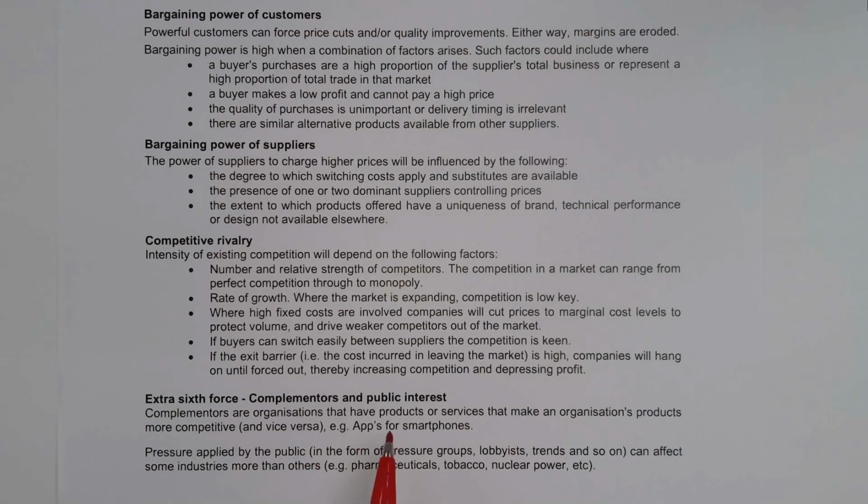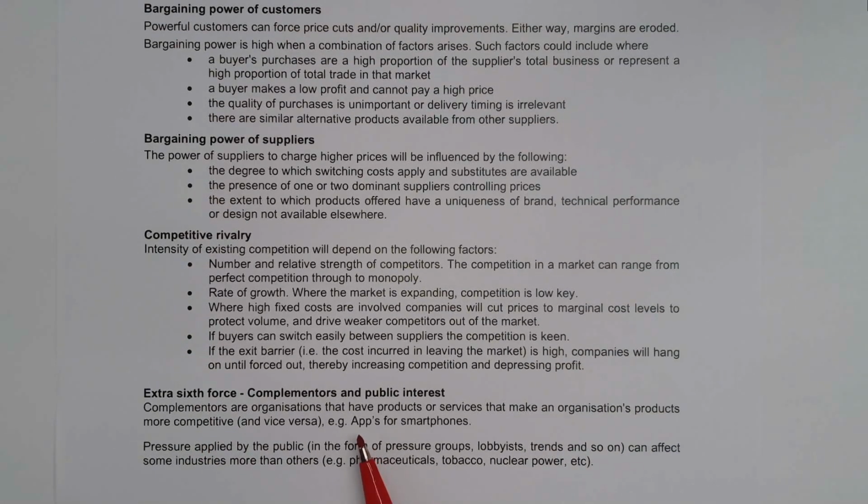And it can also be expanded for a 6th force. That can be complementers and public interest. Complementers are products or services that make an organisation's product more competitive. So often people will say, I prefer Apple smartphones because of the app.